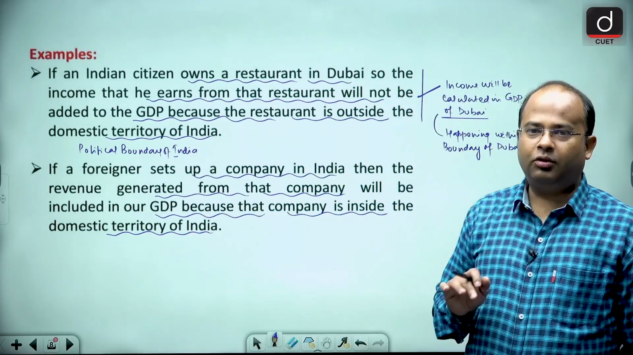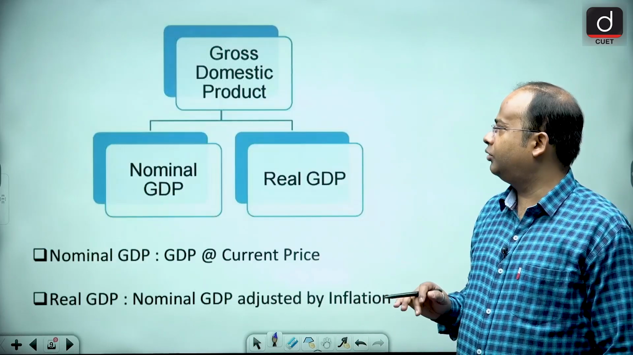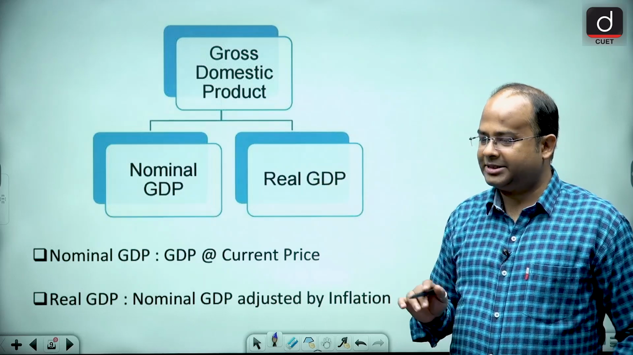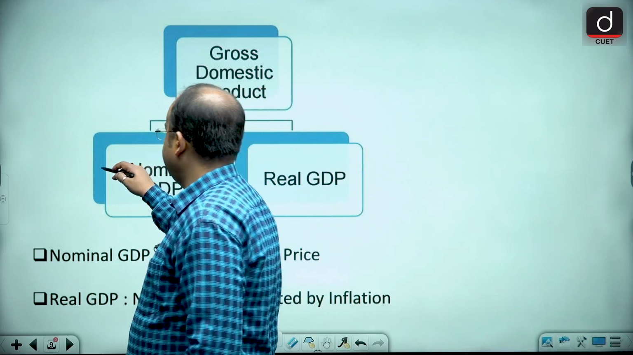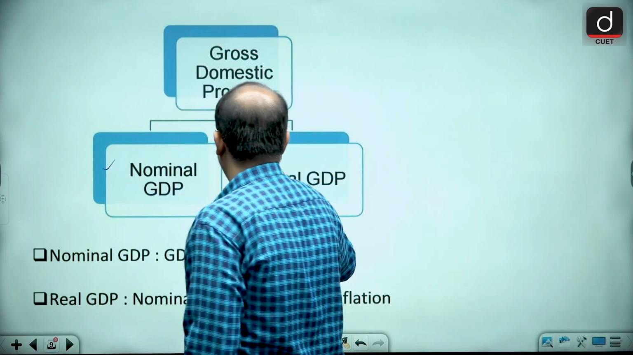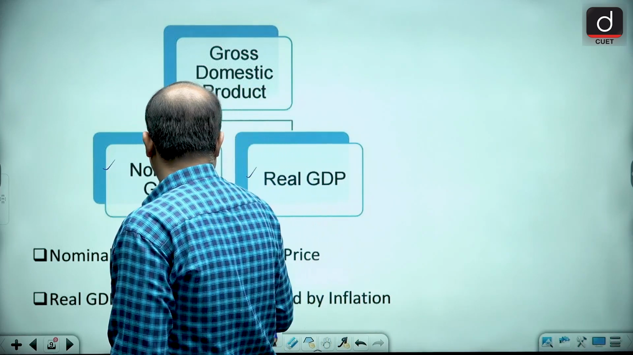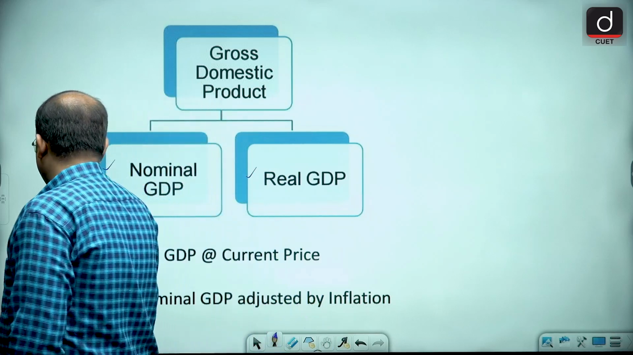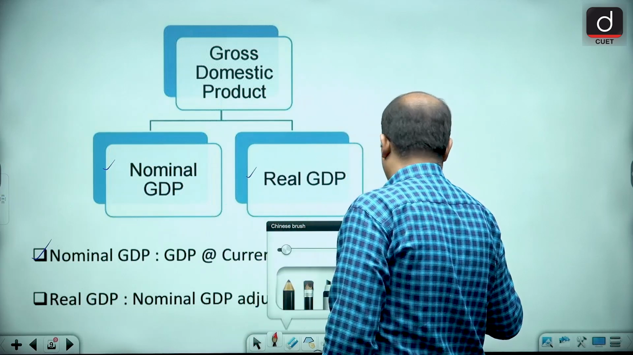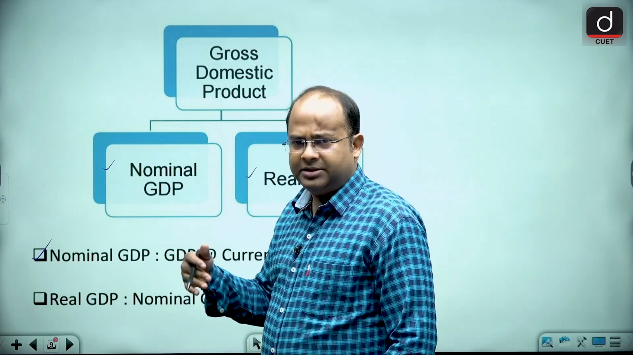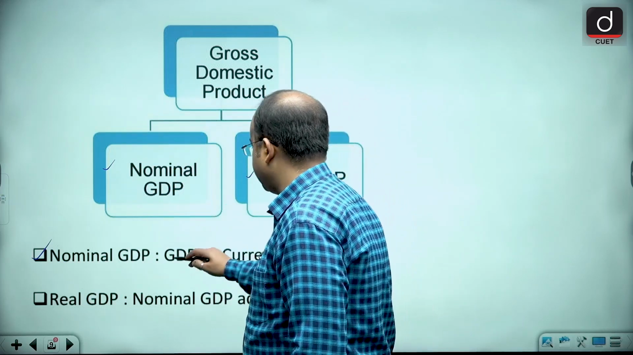Now, after calculating GDP, what do we have to calculate? GDP is calculated on two bases. One is nominal GDP and the second is real GDP. Nominal GDP means GDP at the current price, that is, the price which is prevailing in the market.